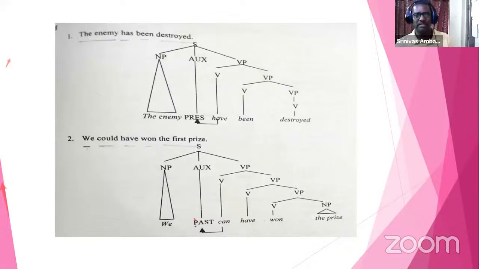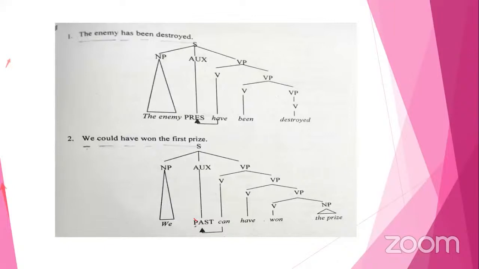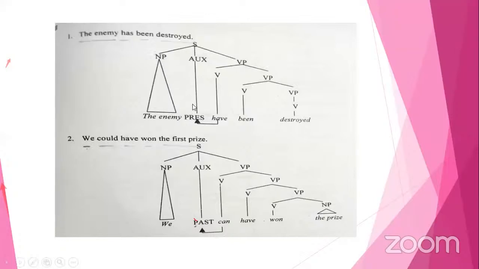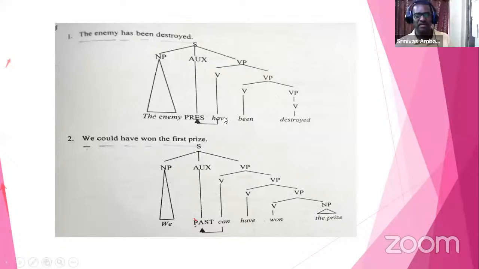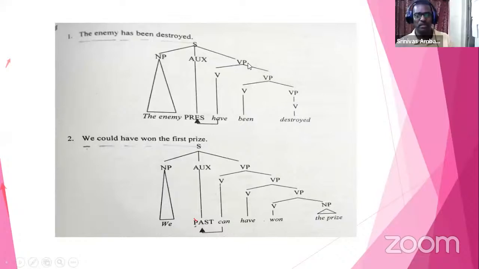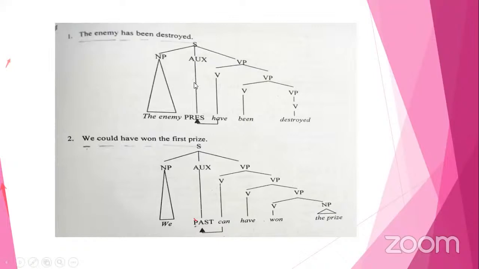Second example, please. The enemy has been destroyed. The enemy is a noun phrase. Has is a present tense auxiliary verb. Been is also a verb, and destroyed is a verb. So it is a verb phrase, again a verb phrase, and it becomes a sentence.